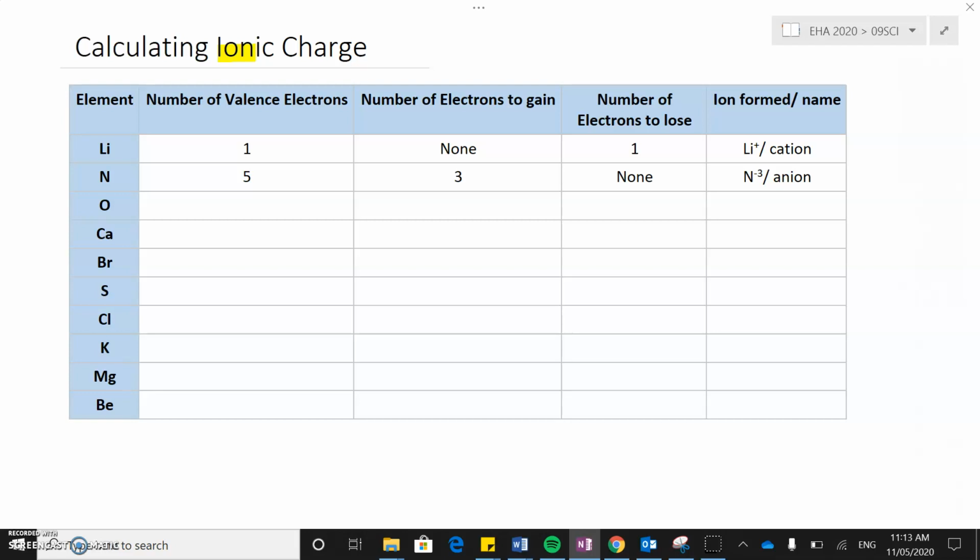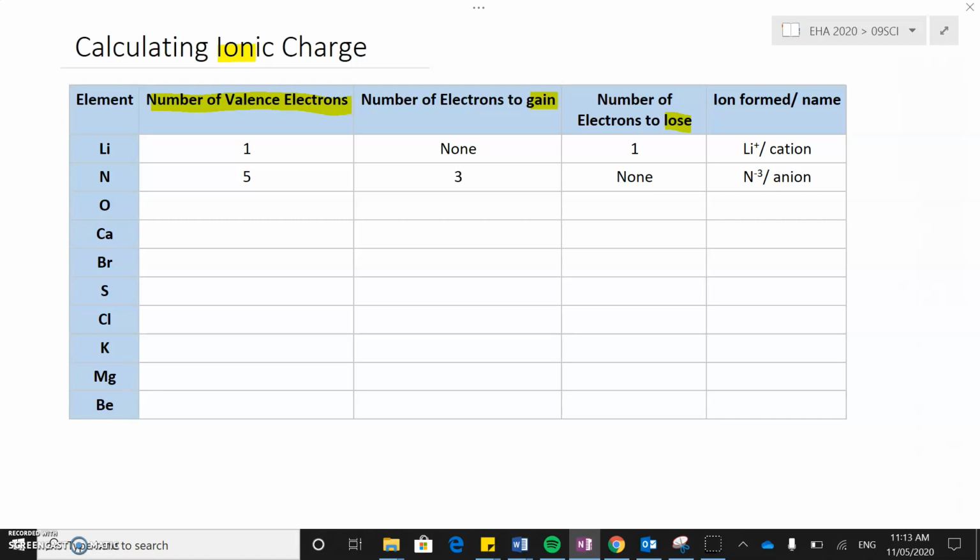To determine this, it's different for each element. So we need to first have a look at the number of valence electrons. So there's an important point for us. The number of valence electrons tells us what the ionic charge will be. From that, we can determine how many electrons that element will gain or how many it needs to lose for it to be a content, happy little element.